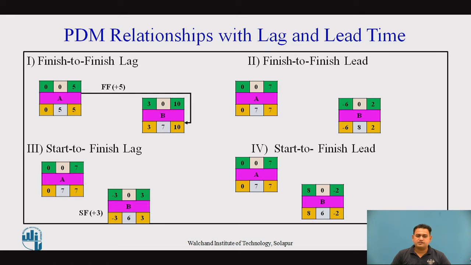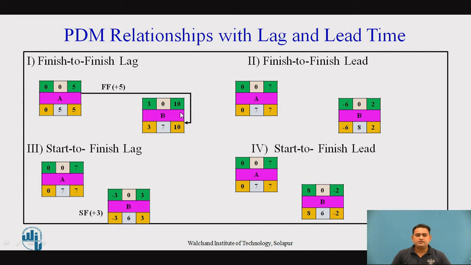Now coming to the first, that is finish to finish. So here the relationship between A and B is finish to finish. So here A is going to finish and here B is going to end, or you can say finish. Okay, so the arrow has been shown as follows, and there is a lag of plus 5. Again, we have to go for the calculation of EST, that is EST is equal to 0. 0 plus 5, it's a 5. So 5 is the EFT of activity A. Now moving forward, there is a relationship of finish to finish plus 5. So 5 plus 5, it's a 10.